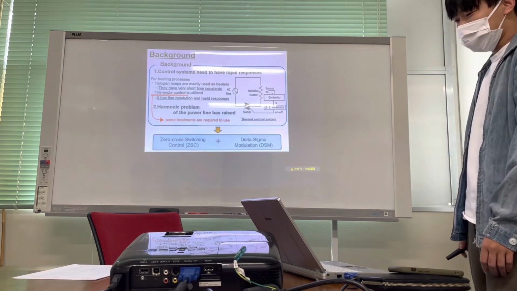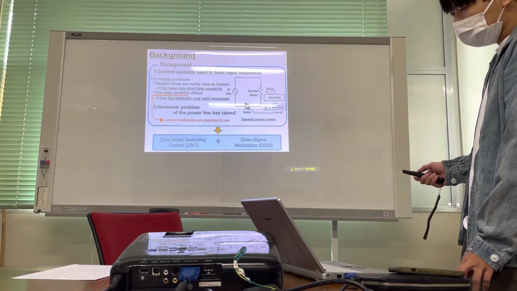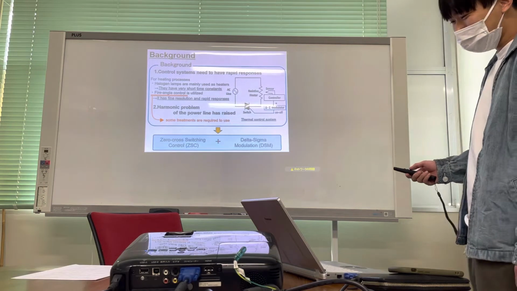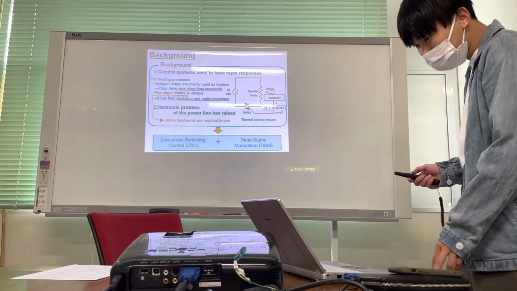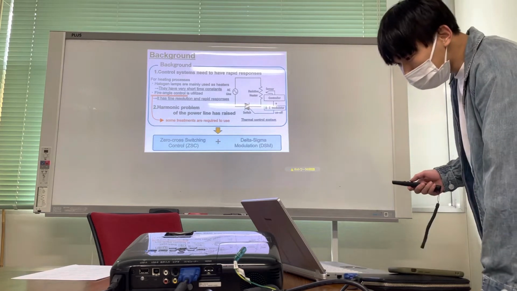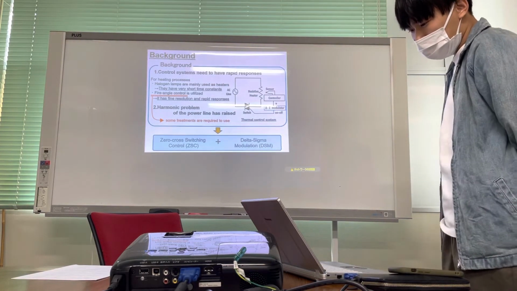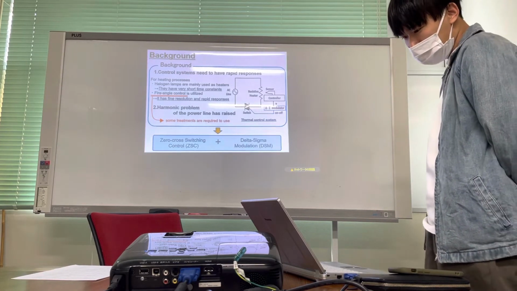Let me explain the background of our work. The figure shows a diagram of a control system with halogen heaters and a solid state switch using an AC power source. As a typical application, the electric furnace can be cited.